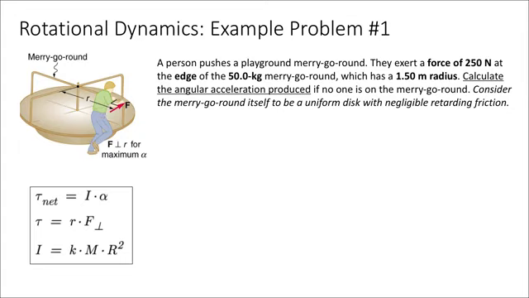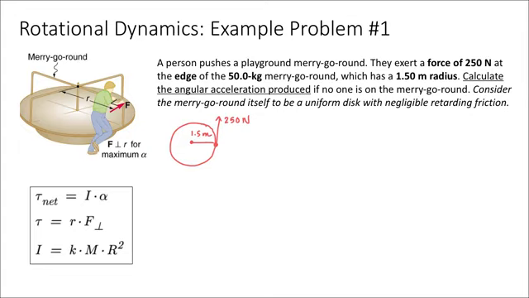Okay, once again, I will begin solving this problem. I've already got a sketch here, but I'm going to draw an aerial view just to be clear of how this force is acting on the merry-go-round. So this is the merry-go-round, and I'm told that a force of 250 newtons is applied at the edge, so at the edge of a 1.5 meter radius disk, essentially.